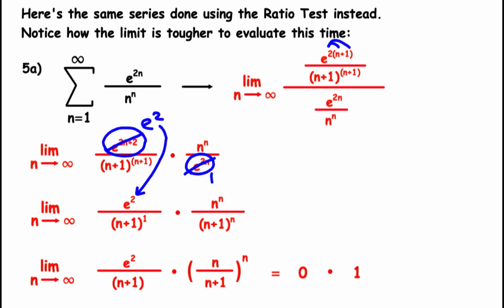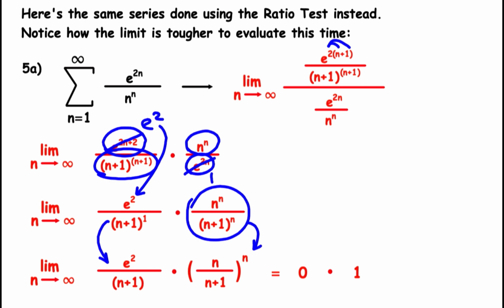Same thing's going to happen eventually with the rest of this. This will come down. Oh, man. n to the n, I can't really cancel with n plus 1 to the n plus 1. They're different exponents, different bases. I just have to leave that alone. Although I can rewrite it using algebra. Since these are both to the n powers, I can take the nth power out and have a fraction. Oh, man. If n is infinity, here I get e squared over infinity, which is 0.